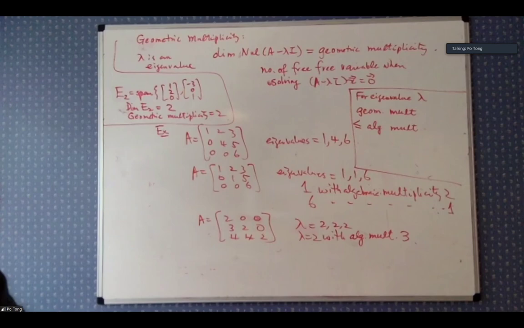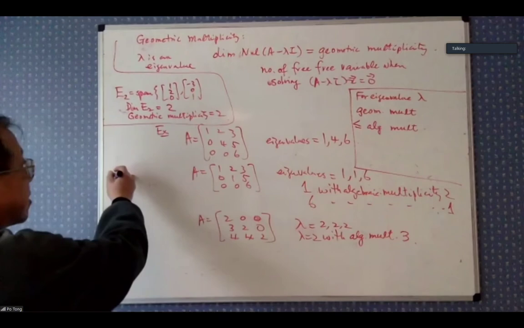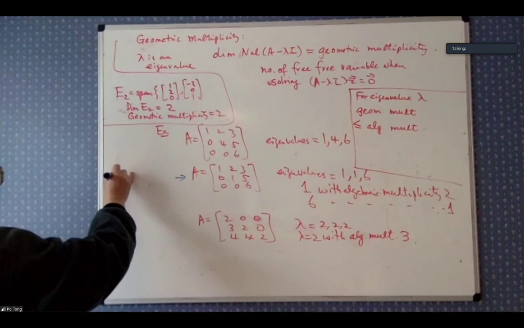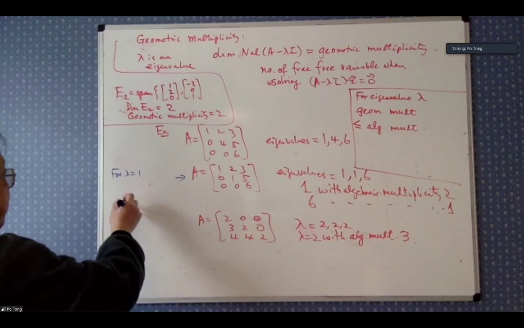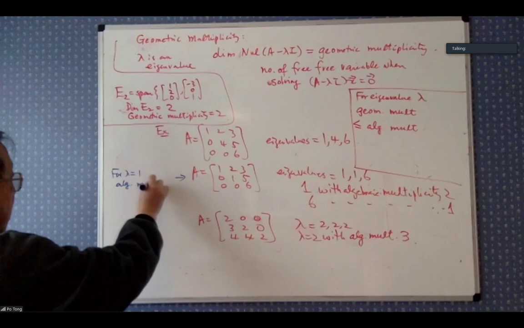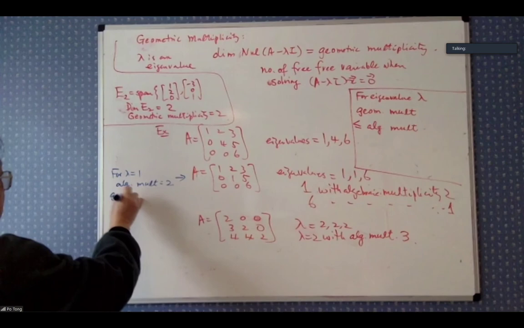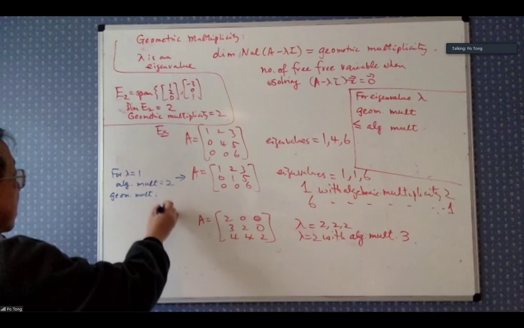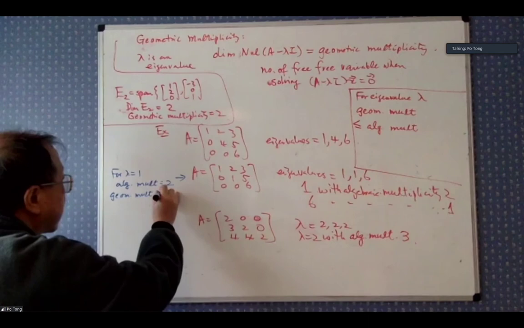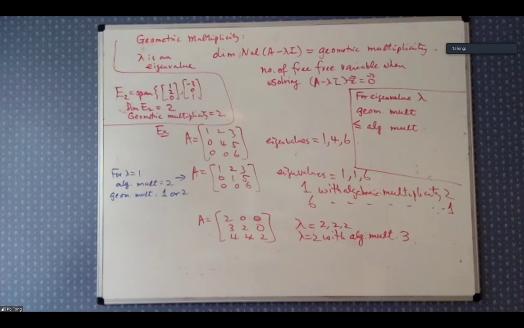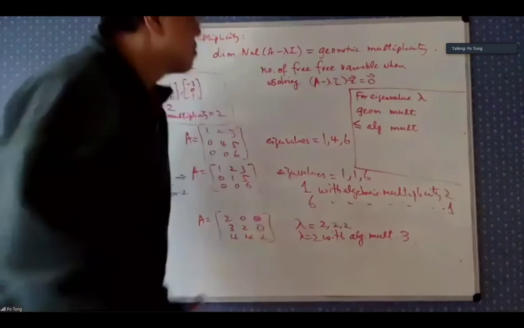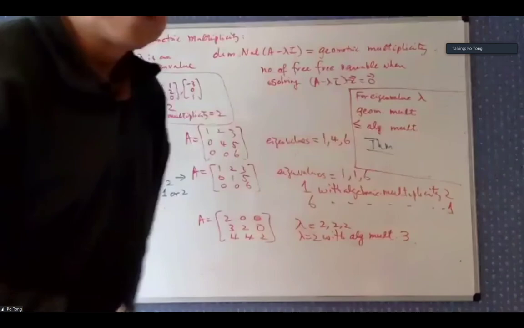So let's take a look at these three examples. Let's look at this one, for lambda equal to 1. Algebraic multiplicity is equal to 2. So geometric multiplicity can be either 1 or 2. We don't know until you actually do it and find it out. How do you know it's either 1 or 2? It's from this theorem here, which I'm not going to be able to prove. It's very long to prove.